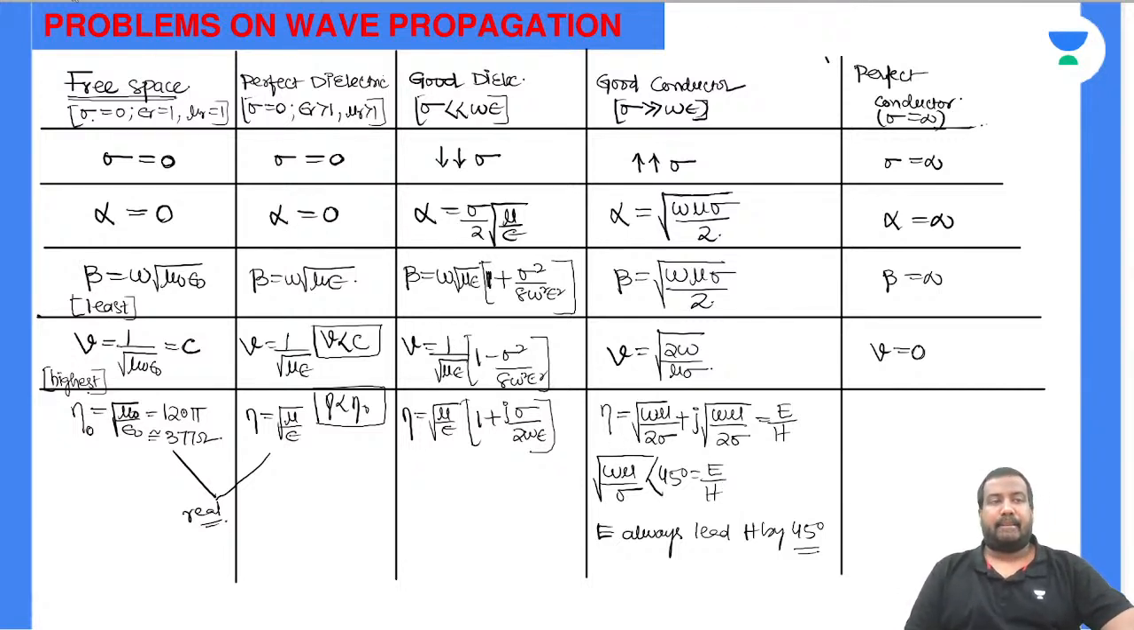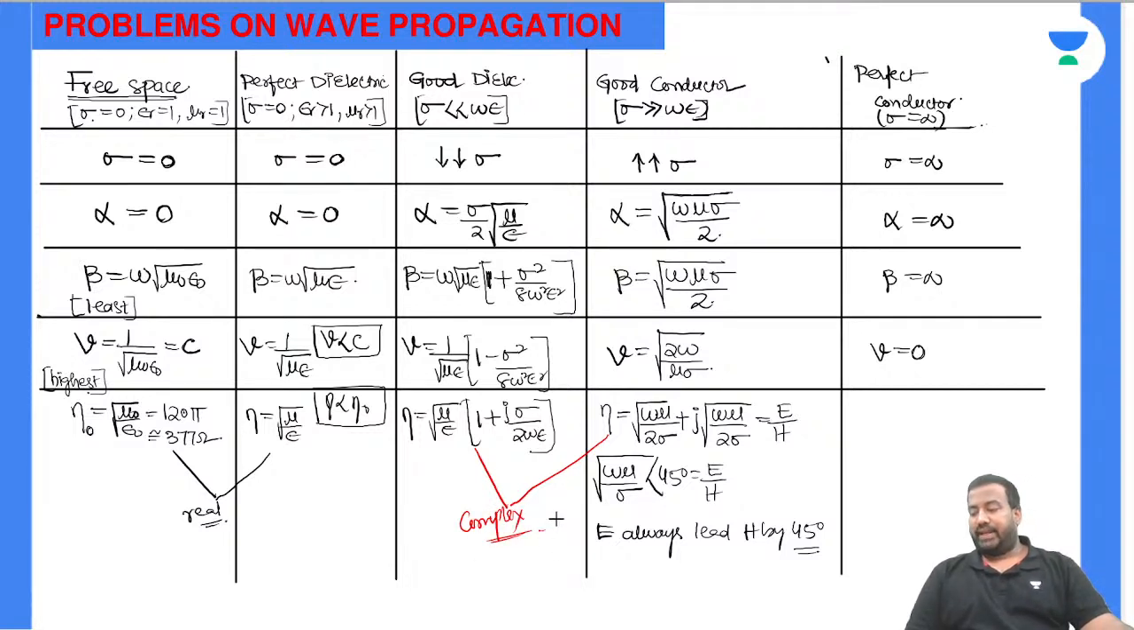And you can see here, as sigma is not equal to 0, in both these cases, eta is complex, introducing reactance component. Okay. Now, sigma is infinity here, so eta is 0.